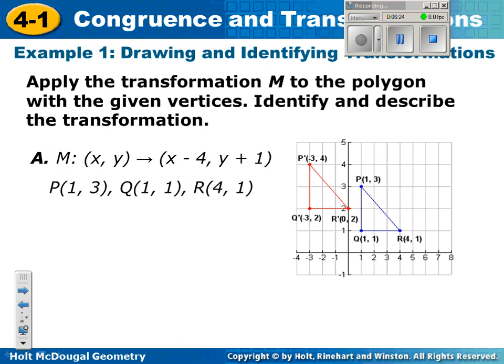Let's look at an example. So it says apply the transformation. I did not give you the graphs this time because I want you to have it all on graph paper to look back at. So take a minute, graph, it says identify and describe the transformation. So go ahead and graph these 3 points, P, Q, and R. And you should end up with the blue triangle that's up on the board.